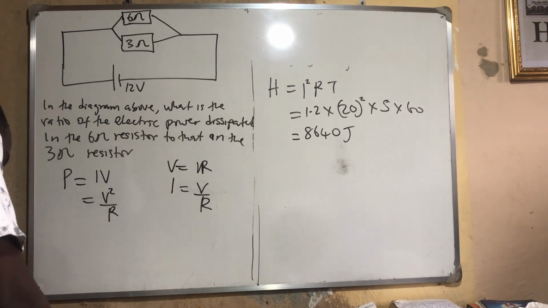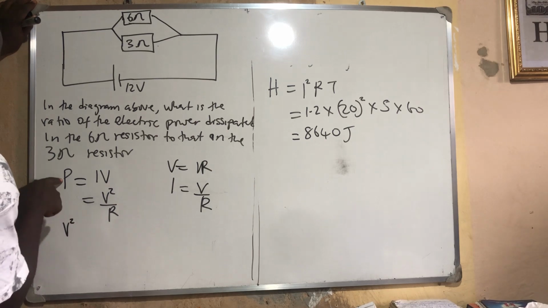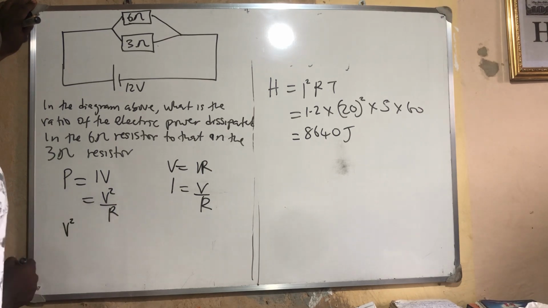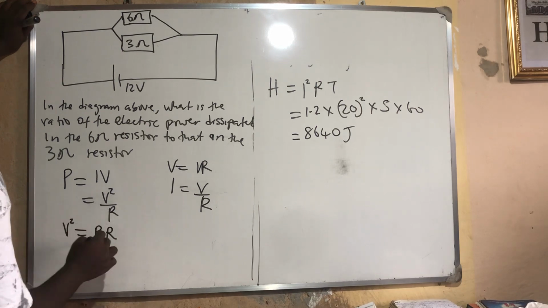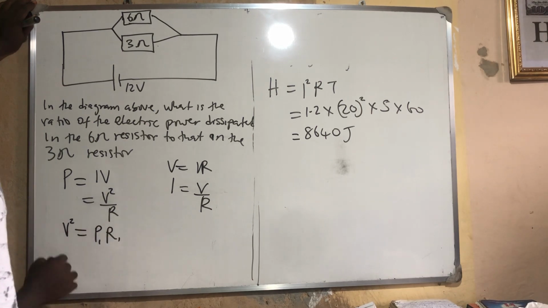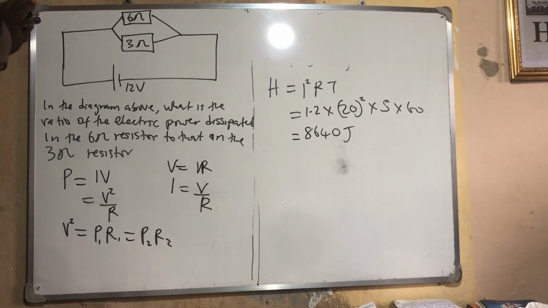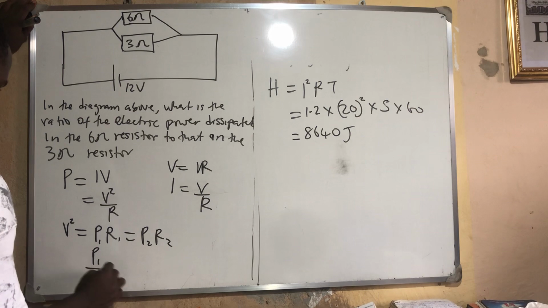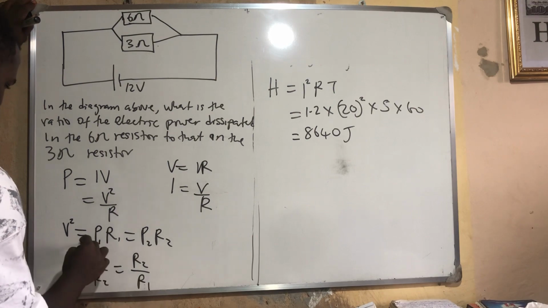Okay. So what does it mean? If I make V squared subject, it means that power is inversely proportional to resistance. So if I make V squared subject, I have PR. So let me call it P1 R1 is equal to P2 R2. Okay. So now P1 over P2 is equal to R2 over R1.